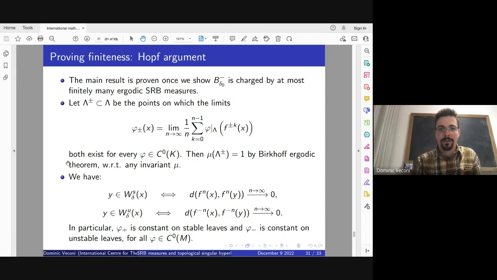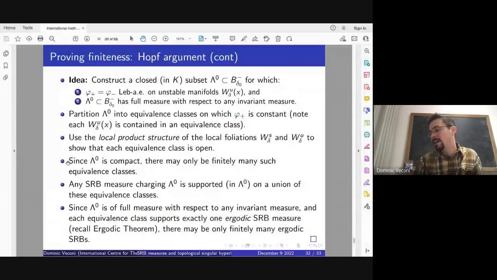At this point, you use what's called the product structure of the stable and unstable leaves. The stable and unstable leaves, like in the examples that we saw earlier on, form a kind of coordinate system in the manifold. And with that coordinate system, with certain regularity assumptions, the idea is to show that since this subset B minus delta has a full measure set that's closed, you can partition that set into equivalence classes based on whether or not the backward and forward averages for every function are constant. This is the idea of what's called a Hopf argument.